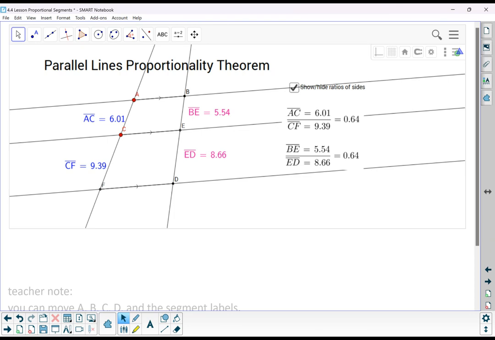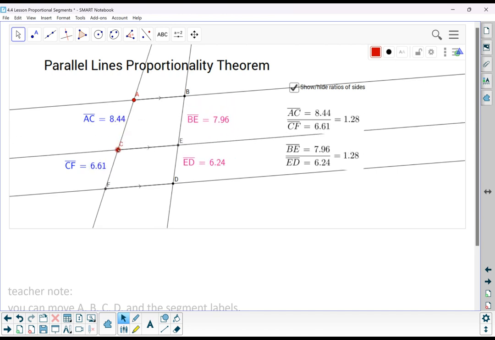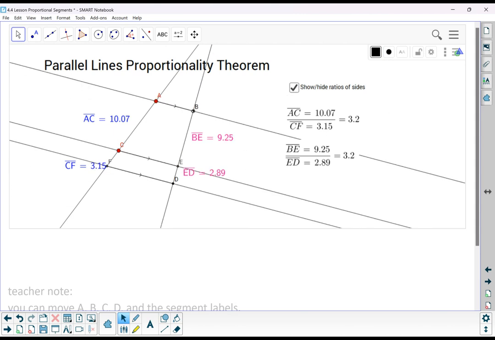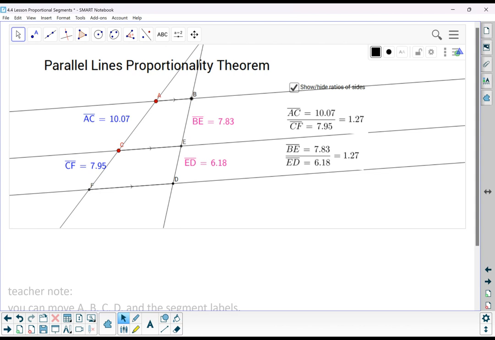So AC divided by CB is in the same ratio as EF divided by FD. If I change the location of BC, those proportions are always equal to each other. I can move this situation and change it however I want, and we still always have these 2 ratios that are the same.